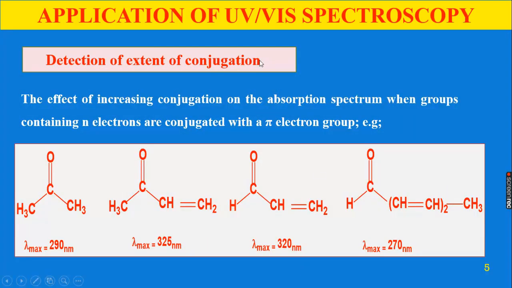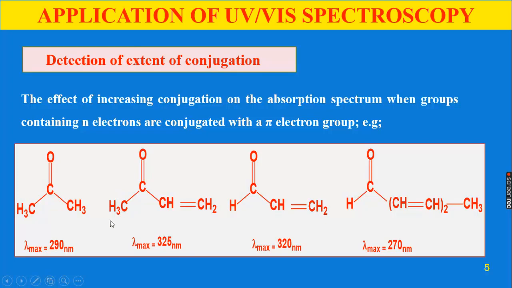Here are other examples of conjugation. We have acetone, a carbonyl compound. Carbonyl contains a non-bonding electron, so it absorbs at 290 nanometer. But when we increase the conjugation by changing this methyl group into CH double bond CH, meaning an alkene introduction, the absorbance increases to 325 nanometer.